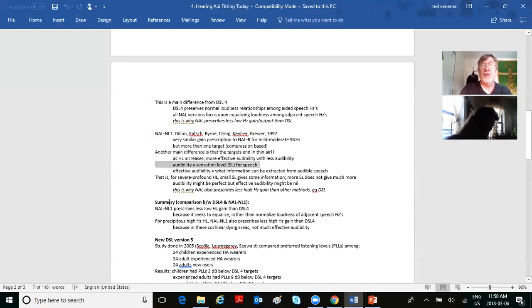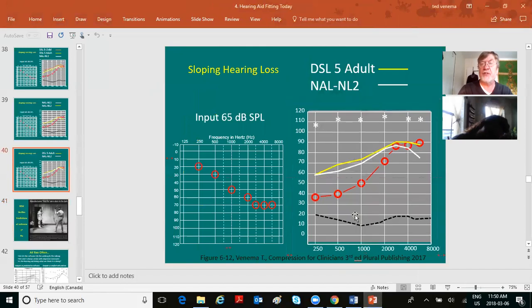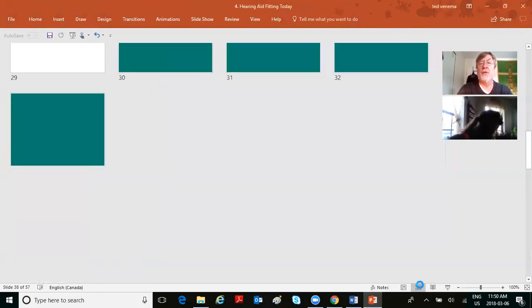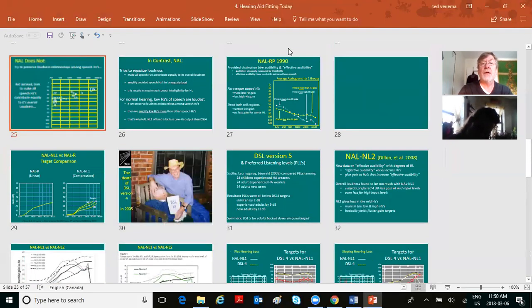Audibility versus effective audibility. These two things, audibility versus effective audibility. If you look at those two things, where are those highlighted? Well, I'll show you in the PowerPoint here. We'll go to the PowerPoint that actually talks a bit about that. So let's go to here and move on up. Not here, go higher up, there.